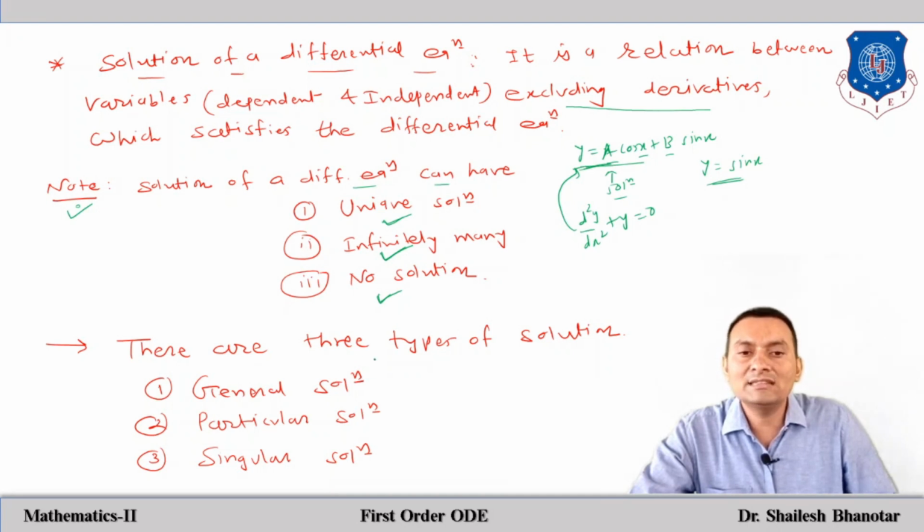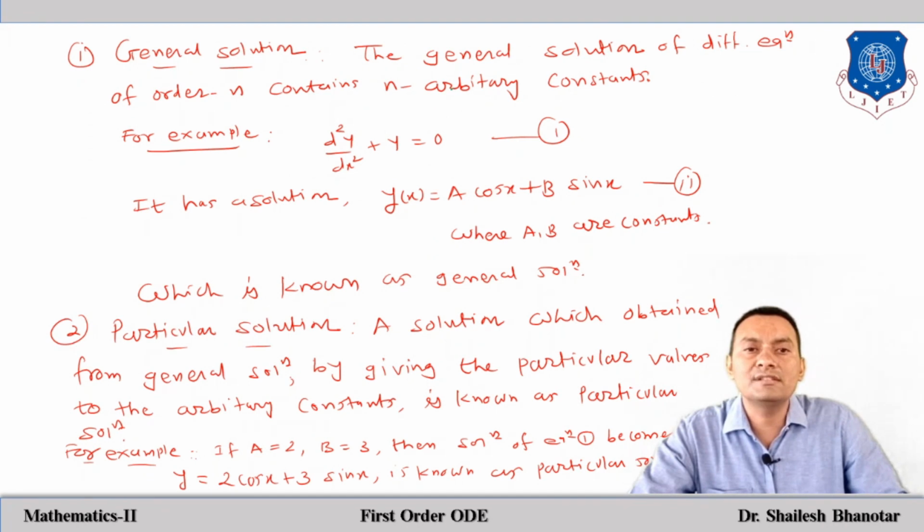Next, there are three types of solution: first the general solution, then the particular solution, and the singular solution. Let us understand the first, the general solution. The general solution of a differential equation of order n contains n arbitrary constants. So simple. Suppose the order is 2, so its solution must have 2 arbitrary constants. If the order is 3, then the solution must have 3 arbitrary constants.